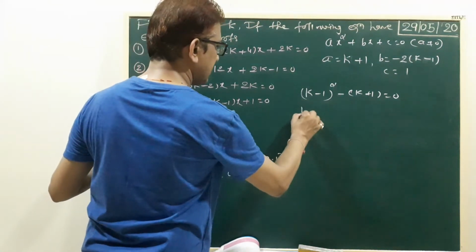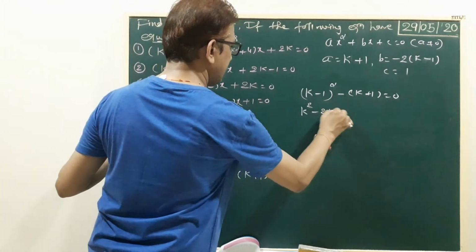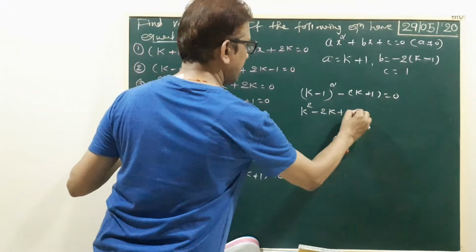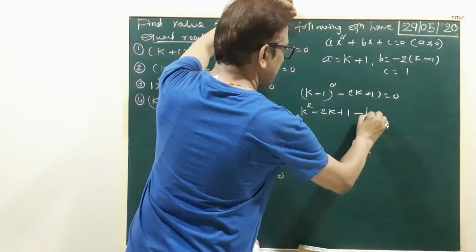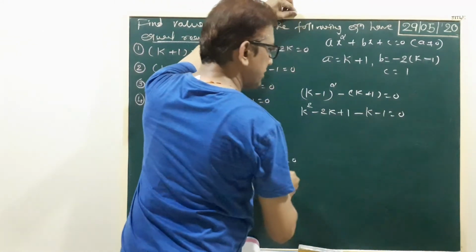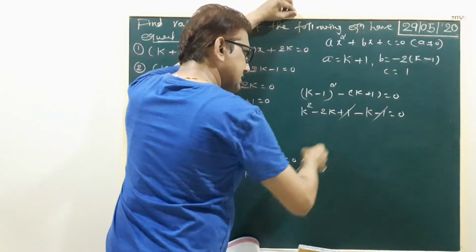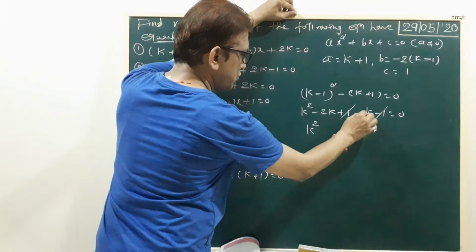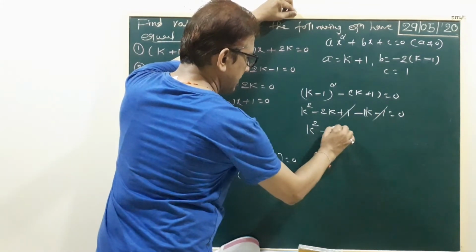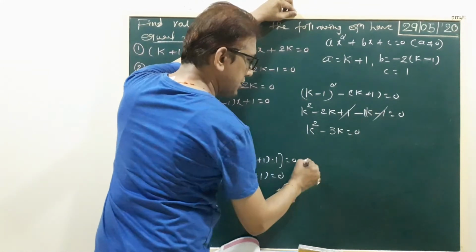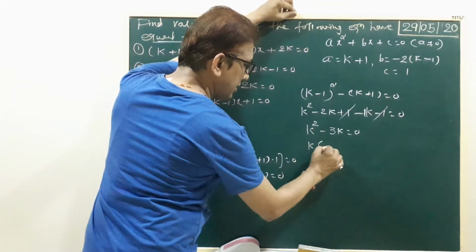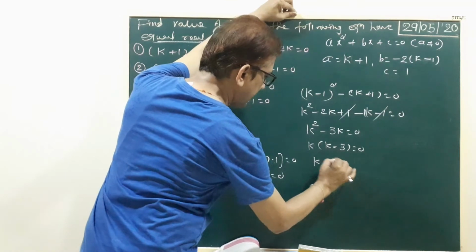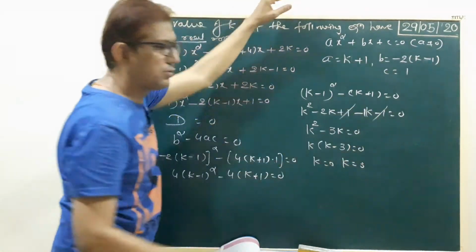Now expansion: k² − 2k + 1. Now open the bracket: −k − 1 equal to 0. So +1 and −1 cancel, right? So k² − 2k − k, so k² − 3k equal to 0. Now k is common, so k(k − 3) = 0. Therefore k = 0 and k = 3.